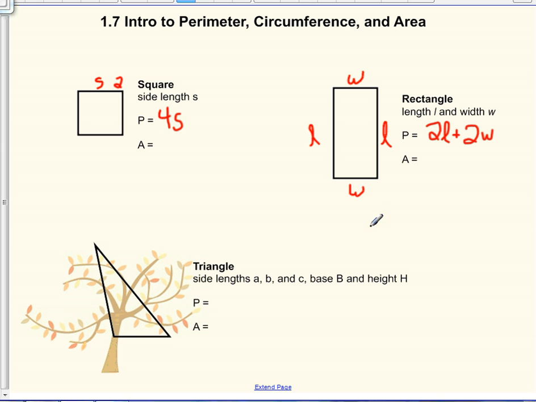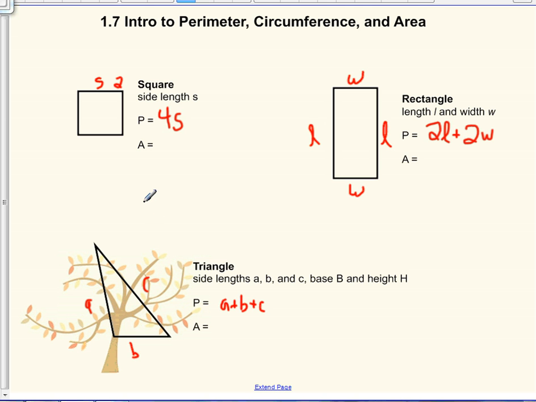Okay? All right, and last but not least, we have sides A, B, and C in our triangle. And we can just add up, in this case, A plus B plus C. All right? There's no way to do anything fancier with this. Okay? So that would do it for all the different ways to find perimeter.